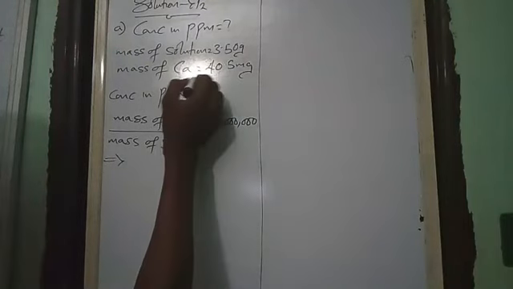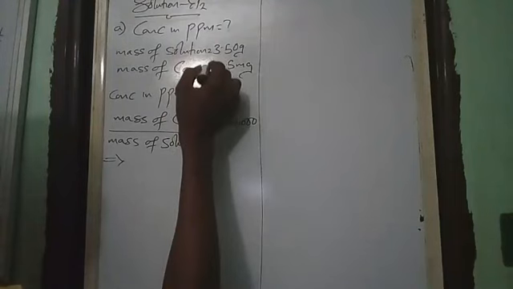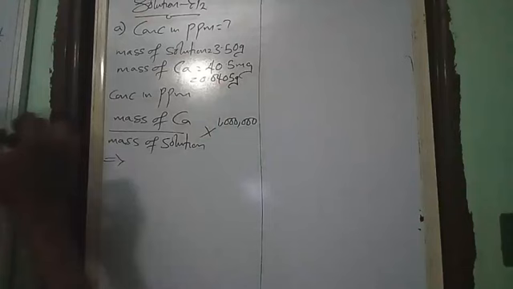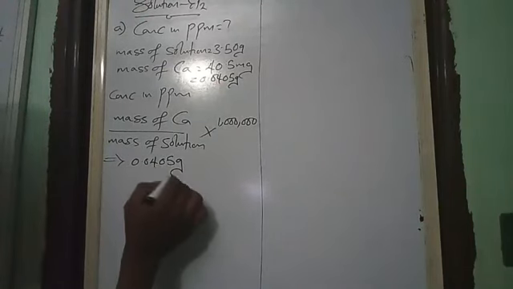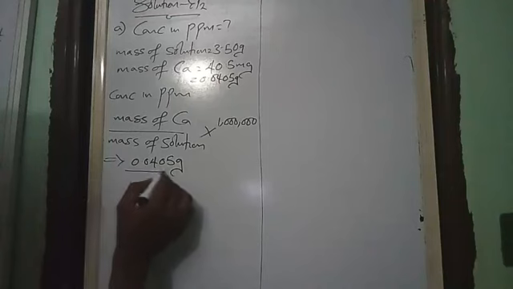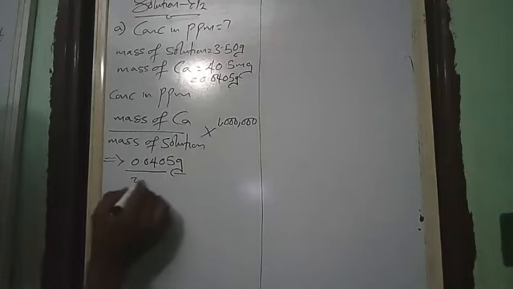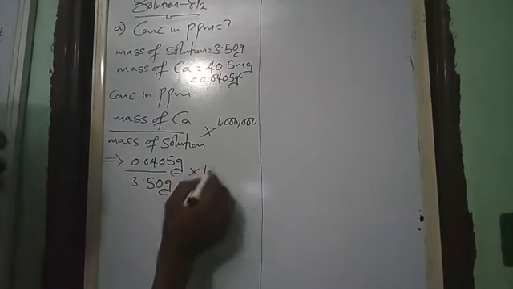40.5 milligram. Converting that, milligram is divided by 1,000, and that gives us 0.0405 gram. So we have 0.0405 gram divided by the mass of the solution here, which is 3.50 gram times 1 million, which is 10 to the power of 6.